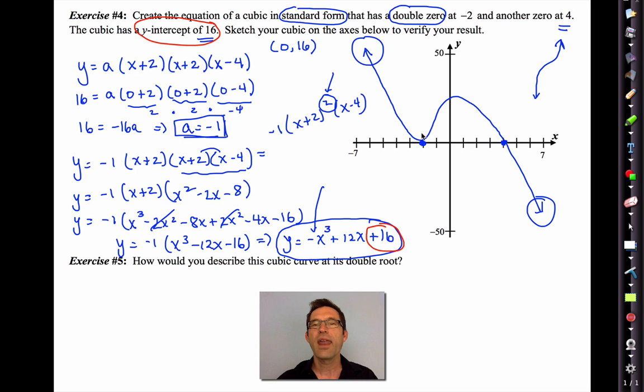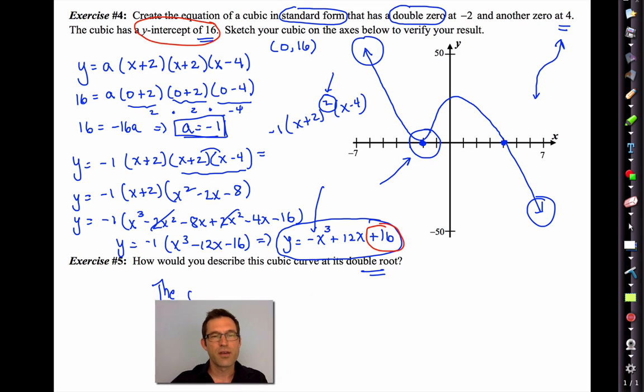All right. And how would we describe the cubic at its double root in exercise 5? How would you describe that? Pause the video now. We had a nice piece of terminology for it.